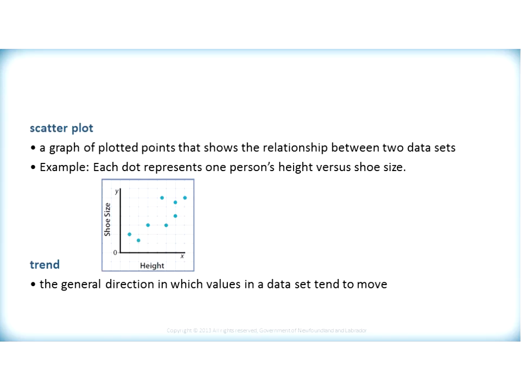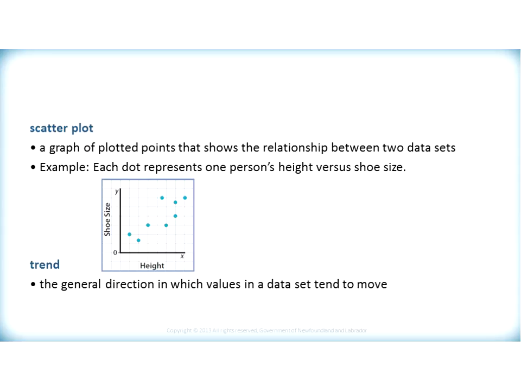Okay, a scatter plot is a graph of plotted points that shows the relationship between two data sets. You see a graph just below here, and in this example, each dot represents one person's height versus their shoe size. And what you'll notice is that it appears as we go from left to right, as our height increases, our shoe size also appears to be increasing.